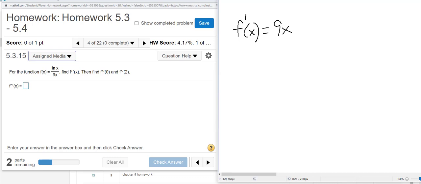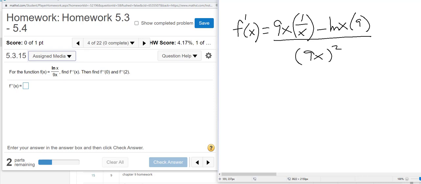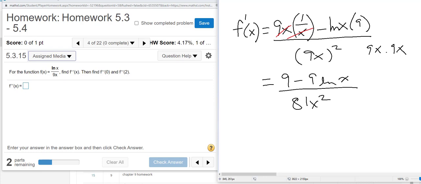Denominator, 9x. Derivative of the numerator, 1 over x. Minus the numerator, natural log of x. Derivative of the denominator, 9. Over the denominator, 9x, all squared. Reducing these x's, I'm going to be left with 9 minus 9 natural log of x, all over 81x squared when I do 9x times 9x.